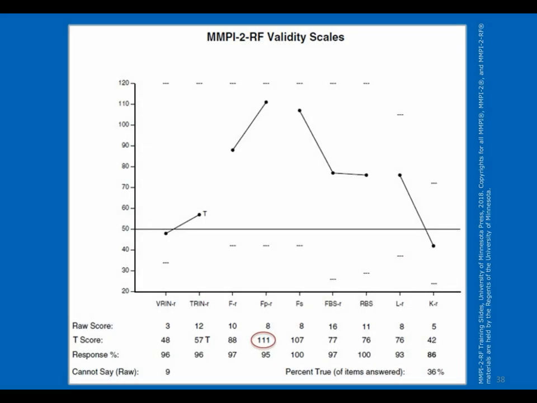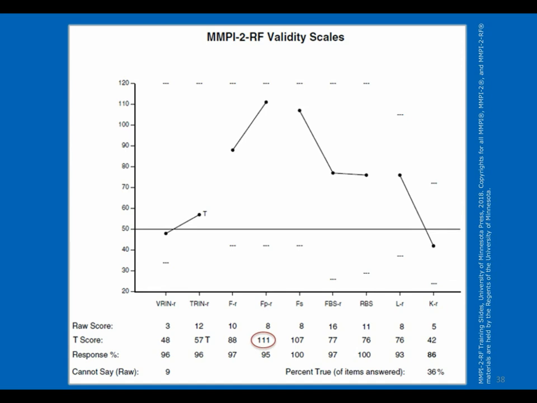In this example, we have a cannot say score of 9, so we're going to review the response percentages for the validity scales. We see that only K is below our threshold of 90%, so to some extent K scores are going to be artificially deflated, although this individual has a very low score on K to begin with. But next we'll look at the VRIN and TRIN scales. They're both within normal limits, and so we'll investigate now the 5 overreporting scales.